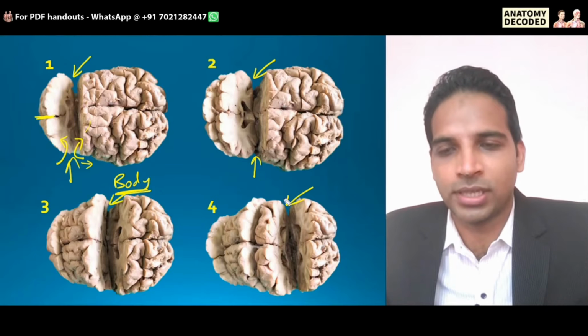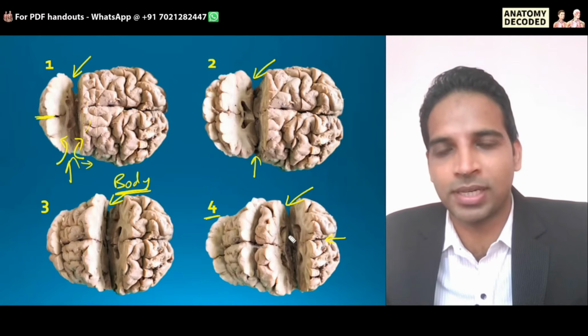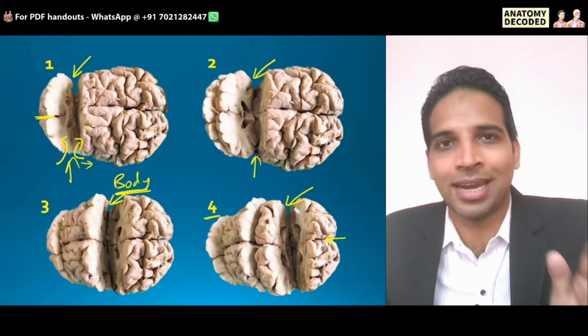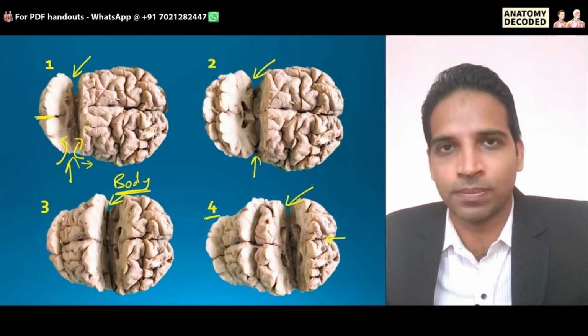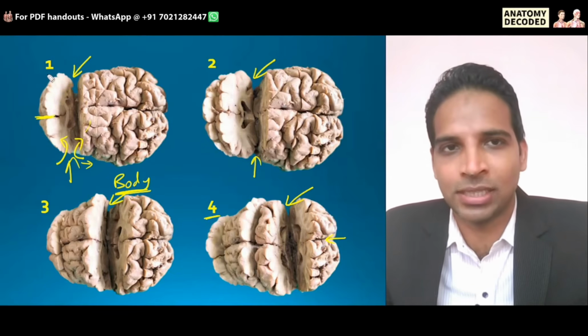Okay, and section 4 is passing through the posterior horn. For this, the brush was passed from the posterior aspect and we reach the splenium of the corpus callosum, and the section is taken directly at the splenium of the corpus callosum. Okay, now let us understand each section one by one.